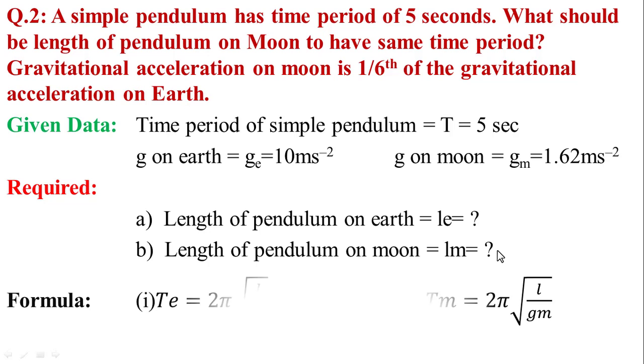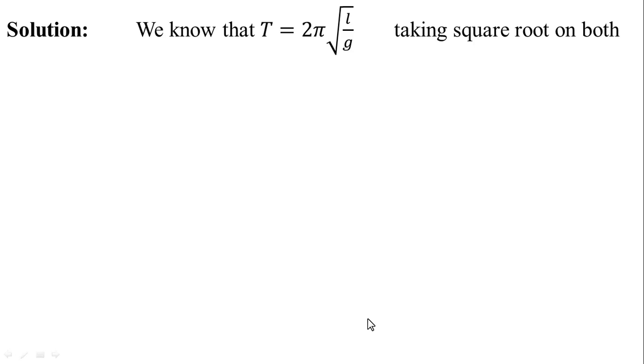Then we have the formula T is equal to 2 pi square root of L over G, and the time period on the moon Tm is equal to 2 pi square root of L over Gm. In the question, the only requirement is the time period on the moon, but we can find the length on earth and also on moon. So we have the solution.